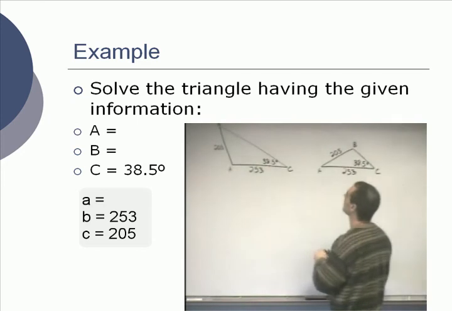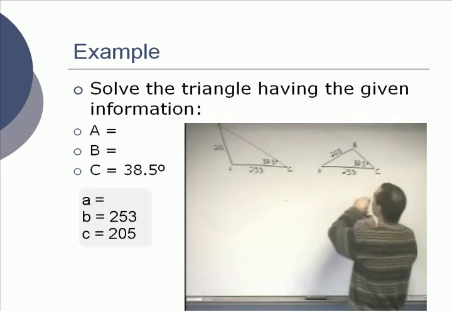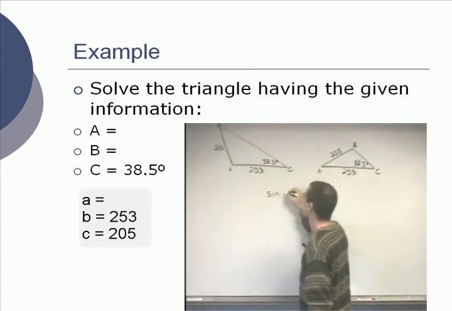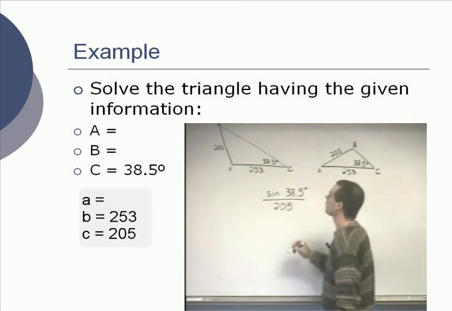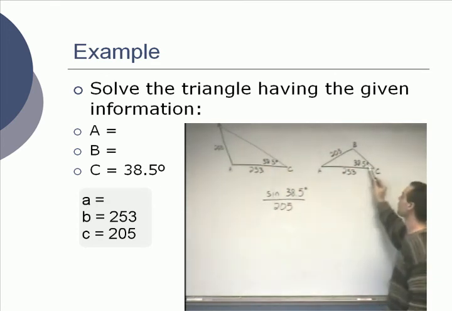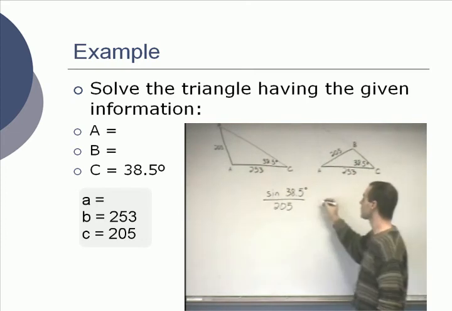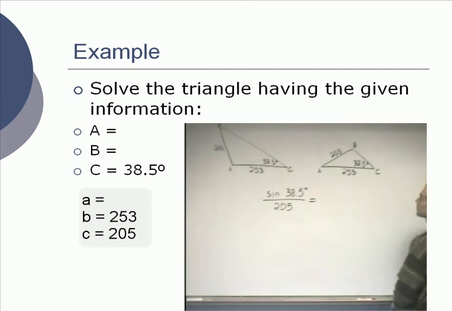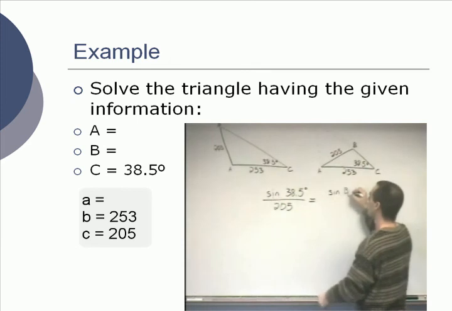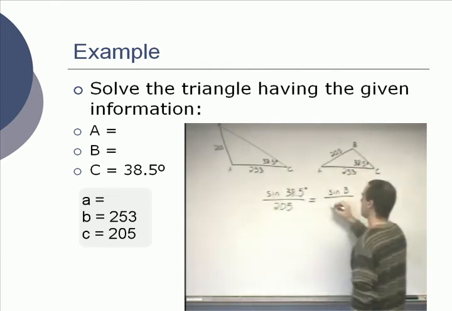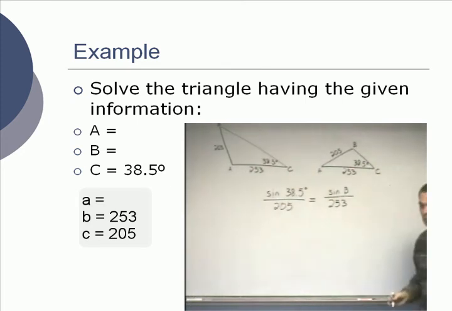We know that the sine of 38.5 over 205 in either case, right? Because either triangle, we know the 38.5 on the opposite side. In either case, that's equal to the sine of B over 253. Agree with that? That's true no matter which one we were talking about. Whether we were talking about the left or the right, we'd write the exact same thing to solve for sine B.